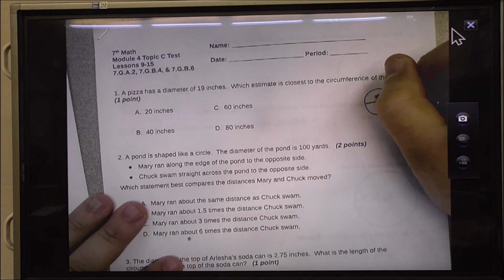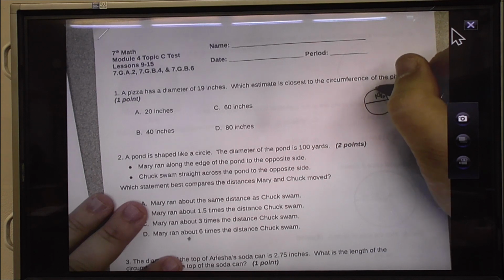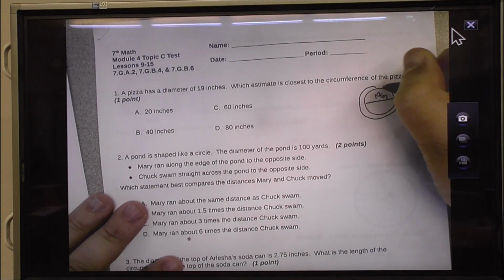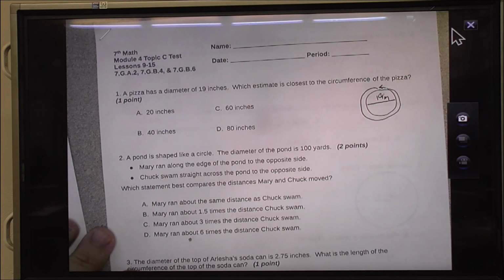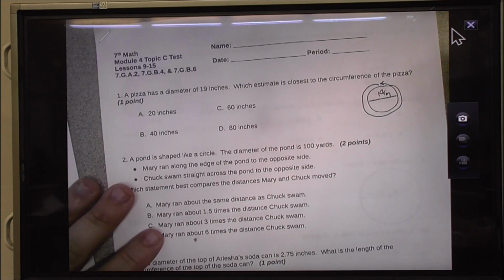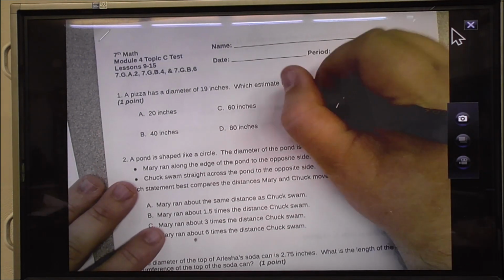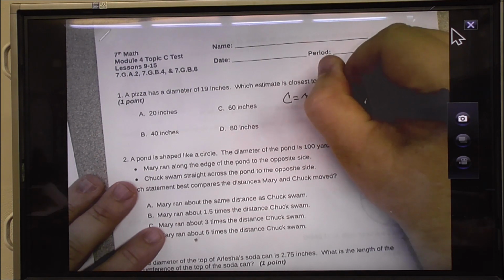It says the diameter is 19 inches. They want to know what's the circumference. So they want to know if you go all the way around this circle, how long is it? Which we can't measure with a ruler, right? So you have to be able to use the formula. What is the formula to find the circumference of the circle? C is equal to pi times D.